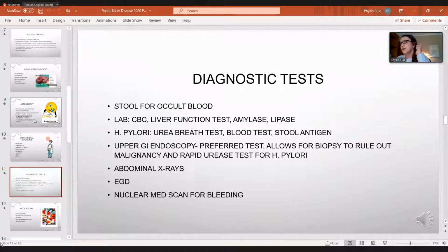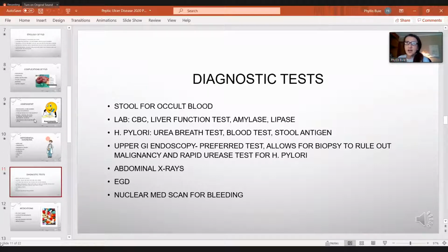Now, some physicians will repeat it in 1 to 2 days to see if whatever treatment they chose to implement was successful. However, a lot of them don't repeat it. They just go on the patient's signs and symptoms. Are they getting better? Are we improving?